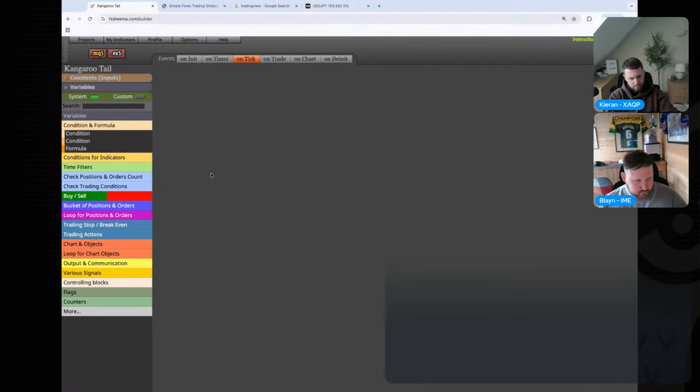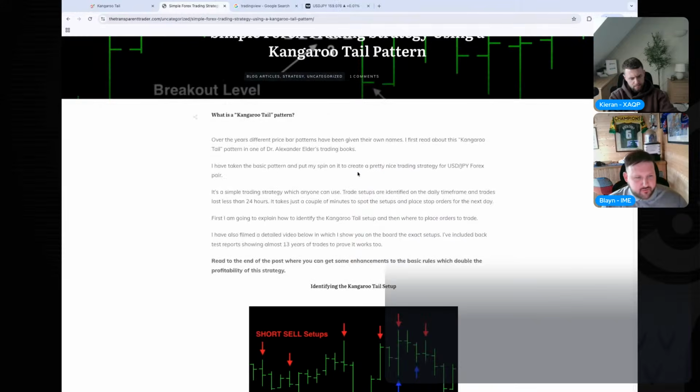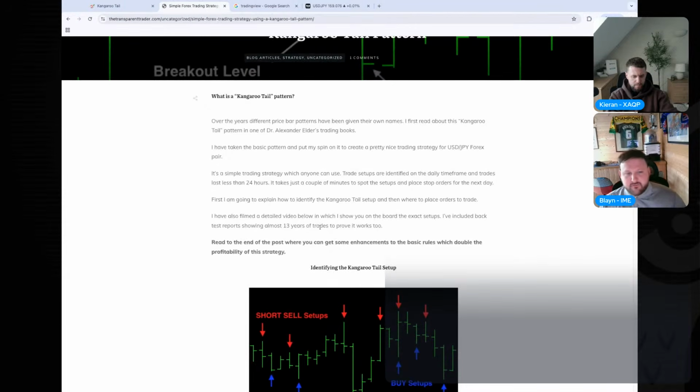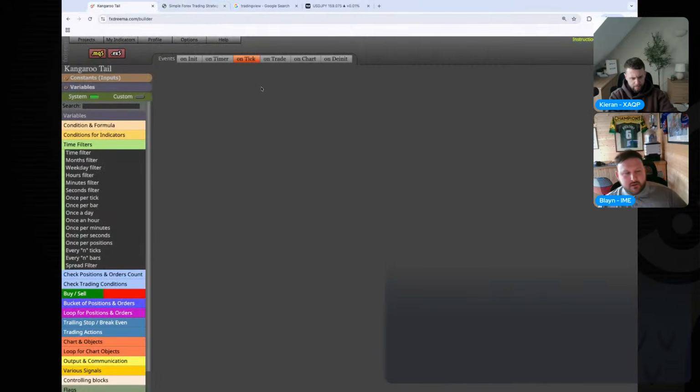So, yeah, basically, very simple system. Let me just go through what it says first. Again, this one is on US dollar yen, and it trades on the daily time frame. Okay, simple. So that's what we're going to be doing, the daily time frame and on dollar yen.